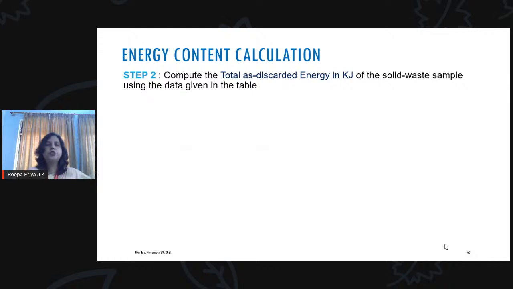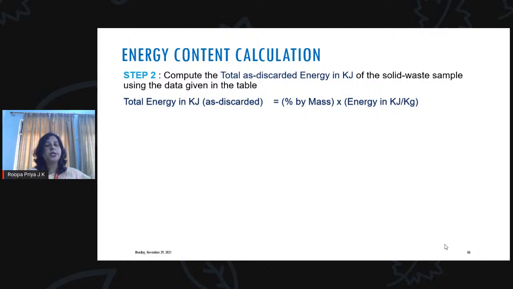The second step would be to compute the total energy in kilojoule of the solid waste sample as discarded, using the data which is given in the table. Now, how do we calculate this is given here. The total energy in kilojoule as discarded solid waste is given by the formula: the percentage by mass of the solid waste times the energy in kilojoule per kg, which is given in our table.